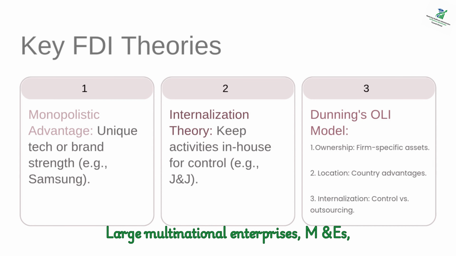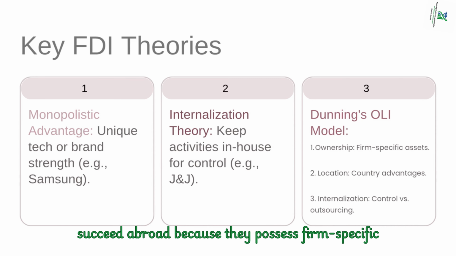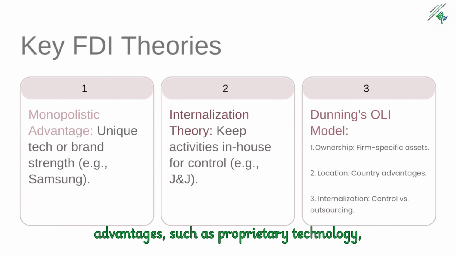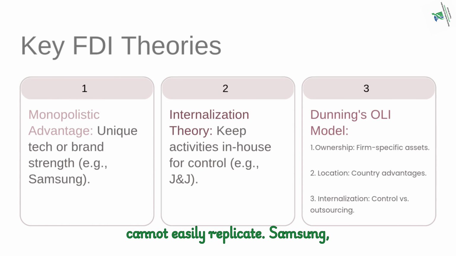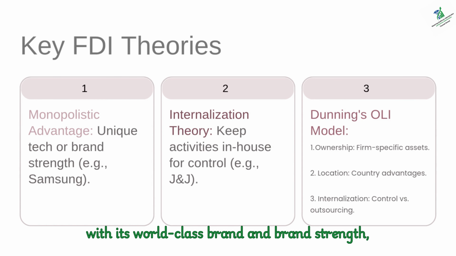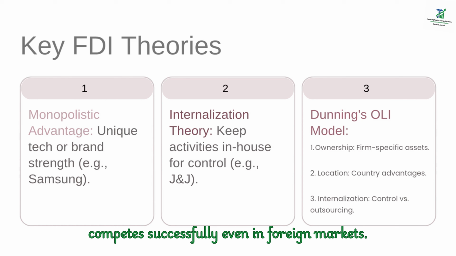Monopolistic Advantage theory. Large multinational enterprises (MNEs) succeed abroad because they possess firm-specific advantages, such as proprietary technology, brand reputation, or managerial expertise that local firms cannot easily replicate. Example: Samsung, with its world-class R&D and brand strength, competes successfully even in foreign markets.